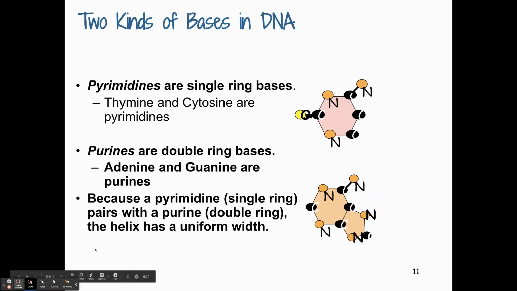All right, there's two kinds of bases in DNA that you need to be aware of. There are pyrimidines and purines. So pyrimidines are a single ring base. So that would include thymine and cytosine. They are pyrimidines. And then we have purines, which are double ring bases. And that includes adenine and guanine. Now, because the pyrimidine, which is a single ring, pairs with the purine, which is a double ring, the helix has a uniform width. So it has somewhat of a uniform width. So the single ring always bonds with a double ring base.